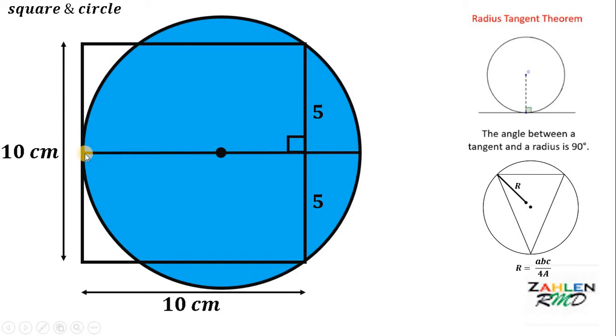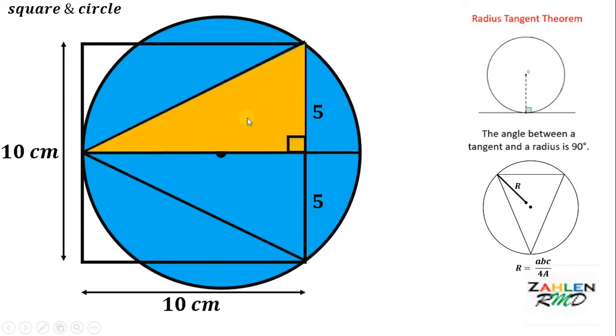Now, from the point of tangency, let's draw two line segments like this to create a triangle. Now, let's focus on this right triangle. We know that the base of this right triangle must be equal to the side of this square, which is equal to 10. Now, to find the length of the hypotenuse of this right triangle, we will use the Pythagorean theorem.